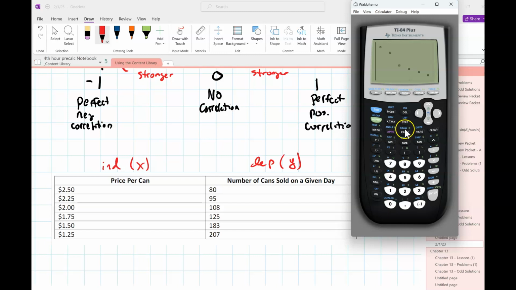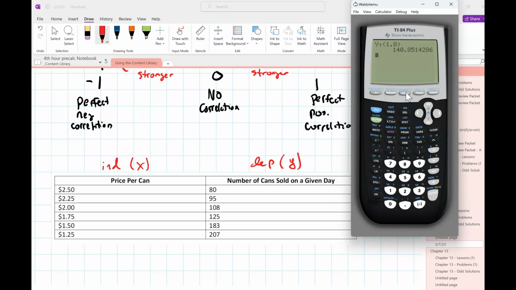Okay. Let's now exit out of here. And what we're going to do is calculate the R value now for this. Yes, Ryan? Did you press zoom stat? So do zoom and then find zoom stat.